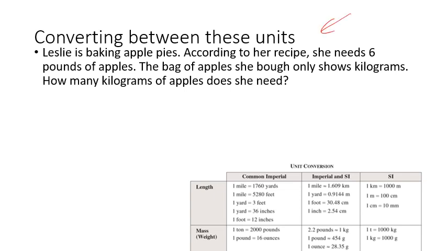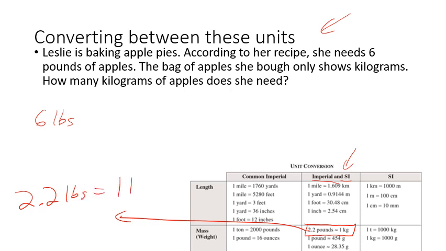Anyways, we have an example here. It says Leslie is baking apple pies. According to her recipe, she needs 6 pounds of apples. The bag of apples she bought only shows kilograms. How many kilograms of apples does she need? So what we need to do is take our 6 pounds, and the symbol for pounds is lbs. I have here how to convert between imperial and SI, and we find all the way down between pounds and kilograms, we see 2.2 pounds is roughly equal to 1 kilogram. So I'm just going to rewrite that out there. 2.2 pounds is equal to 1 kilogram.